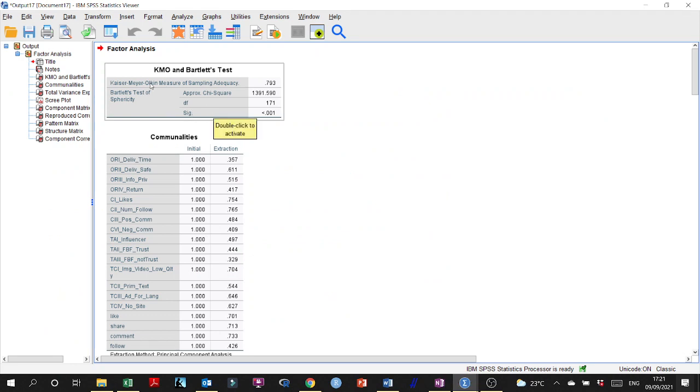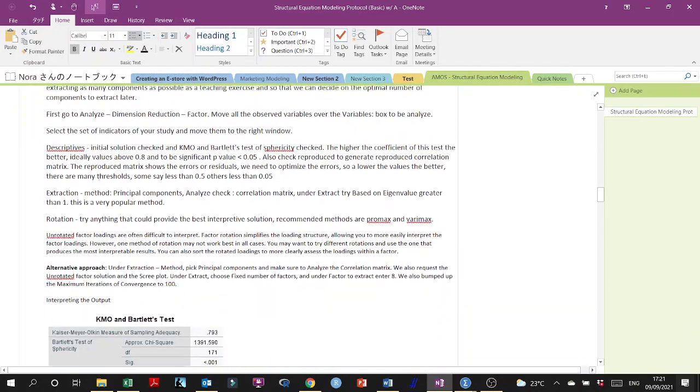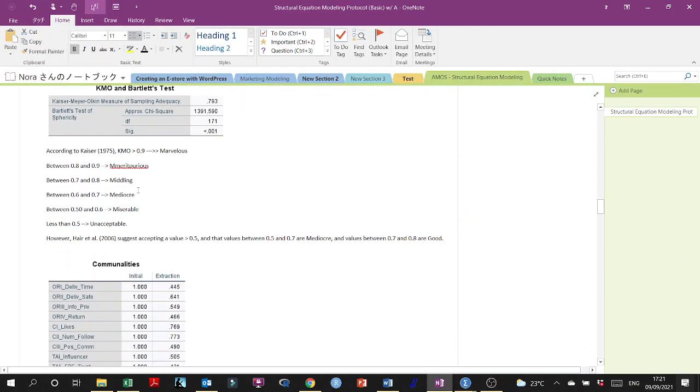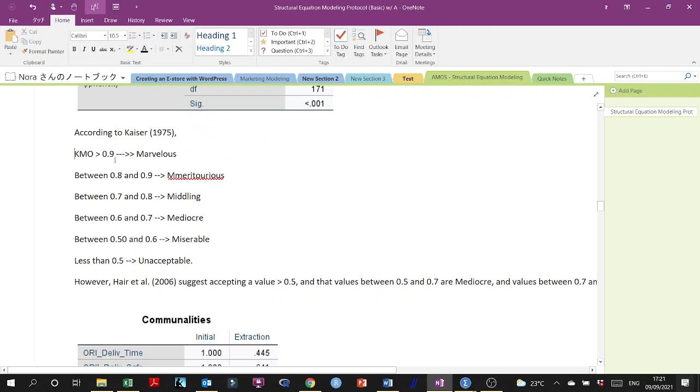As you can see here, first is the KMO and Bartlett's test. What's the best practice? Best practice is over 0.8. So here I have for you, as you can see on the screen, according to Kaiser 1975, KMO greater than 0.9 is marvelous. Between 0.8 and 0.9 is awesome. Between 0.7 and 0.8 is middling. This is maybe the acceptable level for most researchers. They say this and above is acceptable. This is mediocre, this is miserable, and this is unacceptable whatsoever.